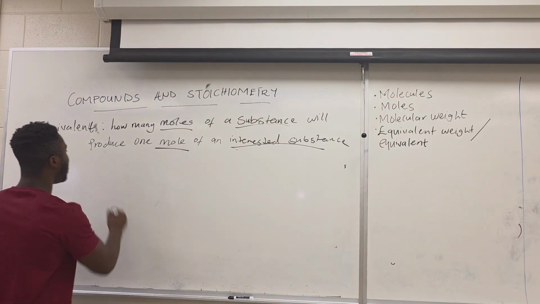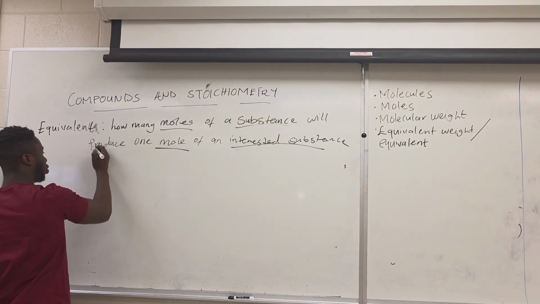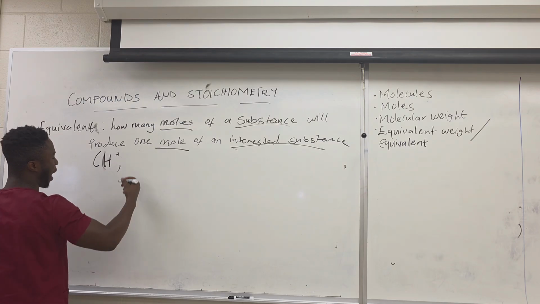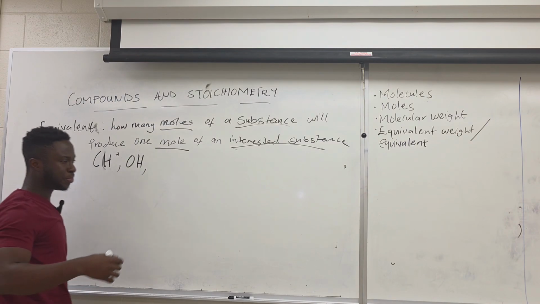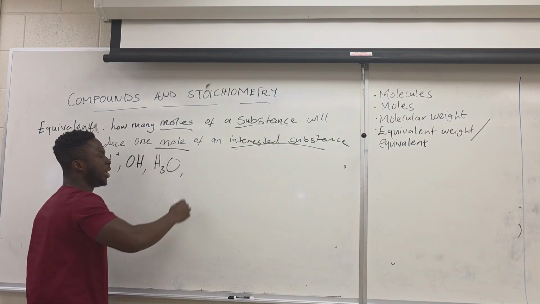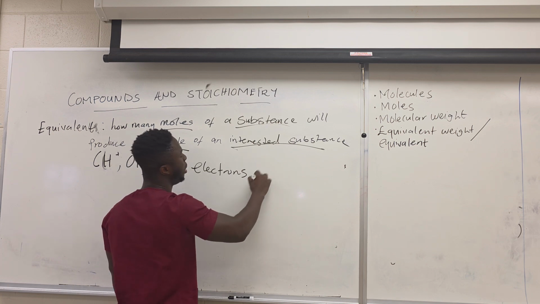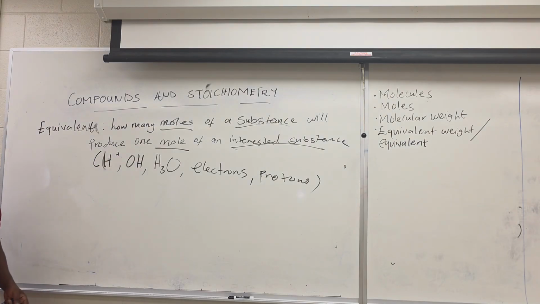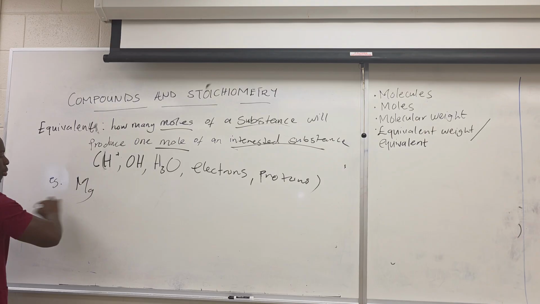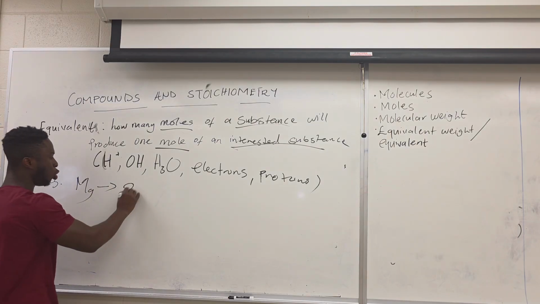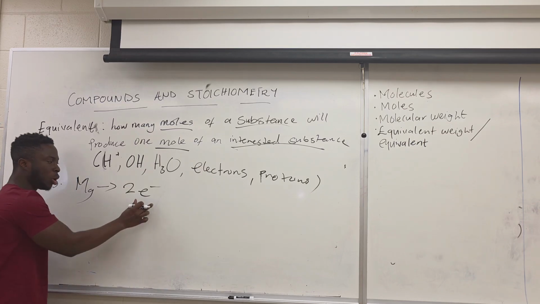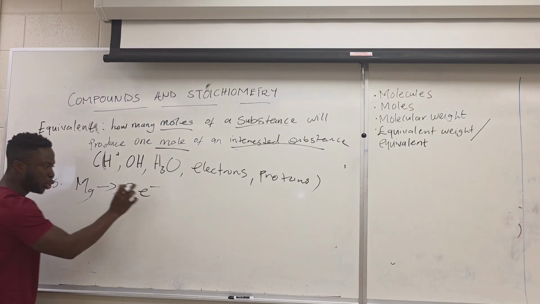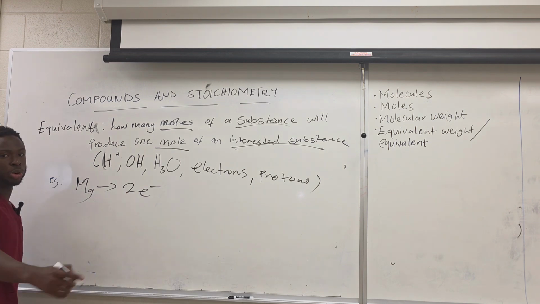The substance that I am interested in could be hydrogen ions, H+, could be hydroxide ions, OH-, could be hydronium ions, H3O+, could be electrons, could be protons. So how many moles of the substance I have in hand will produce the substance I am interested in? For example, magnesium would produce 2 moles of electrons. If I want 1 mole of electrons, half a mole of magnesium will produce 1 mole of electrons.